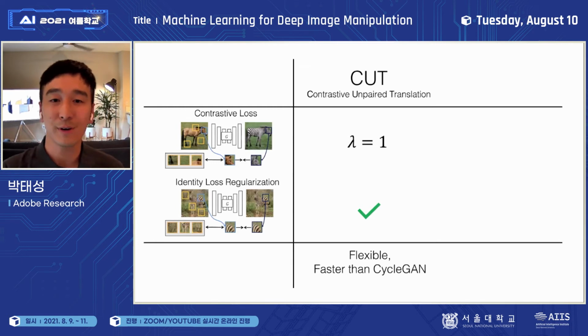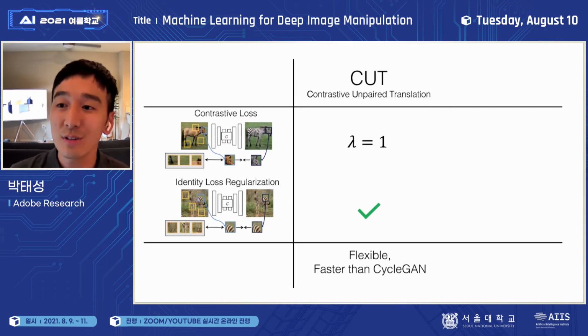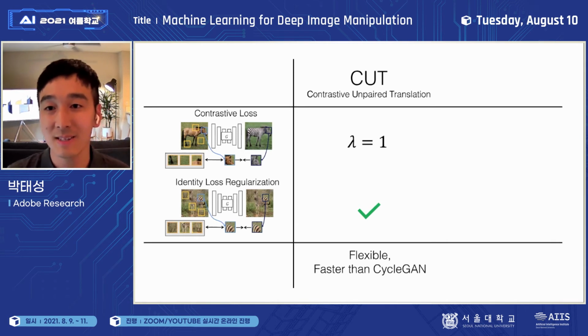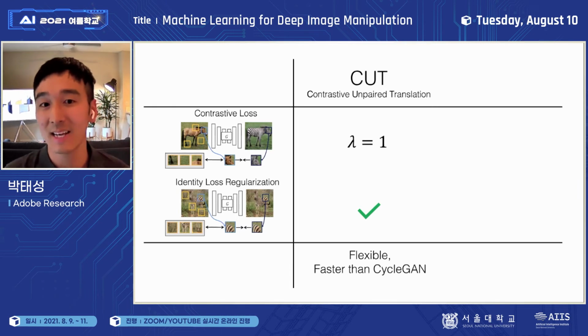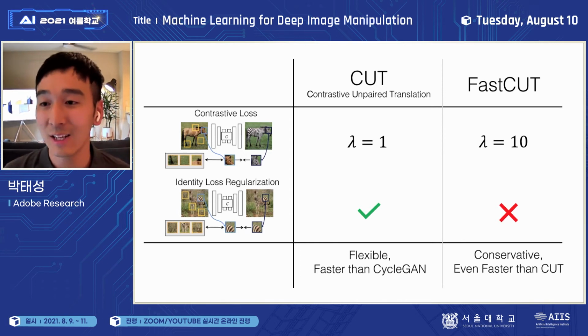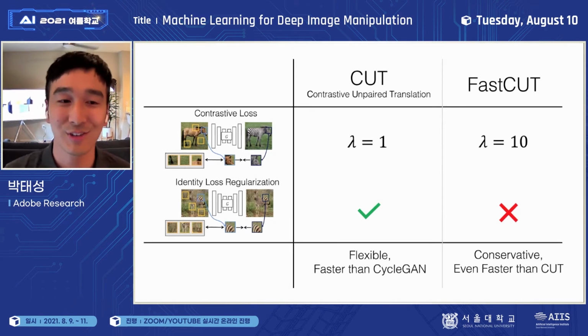So in our final model, named CUT, short for contrastive unpaired translation, we use the identity regularization as well as the contrastive loss. As opposed to the pixel-based cycle loss, our loss is more flexible yet faster than CycleGAN. And I just want to mention that our method can be made even faster by not using the identity regularization, but just cranking up the weight on the contrastive loss.